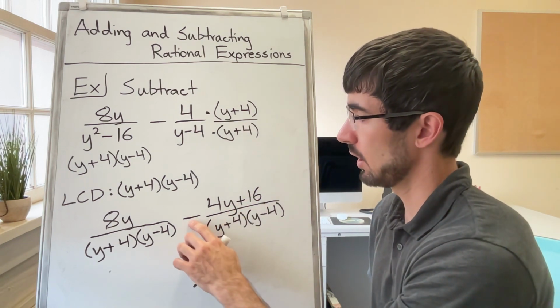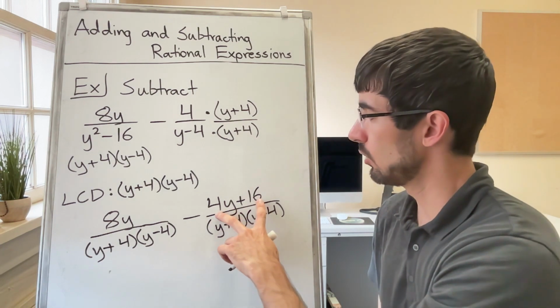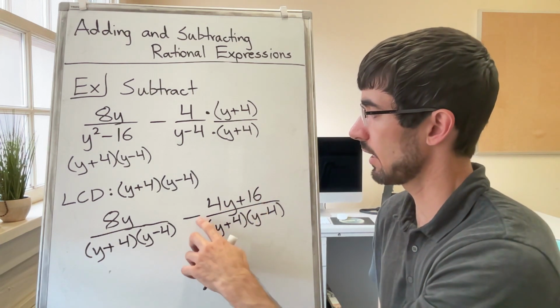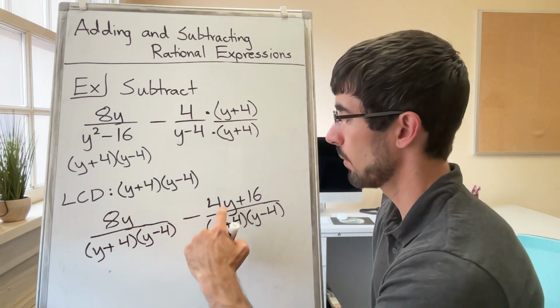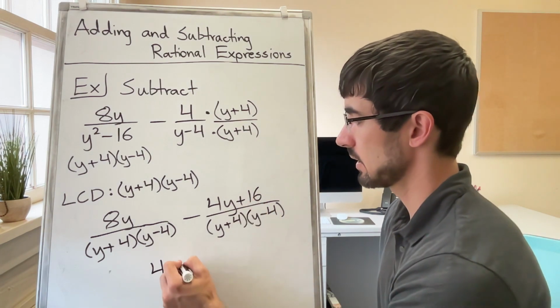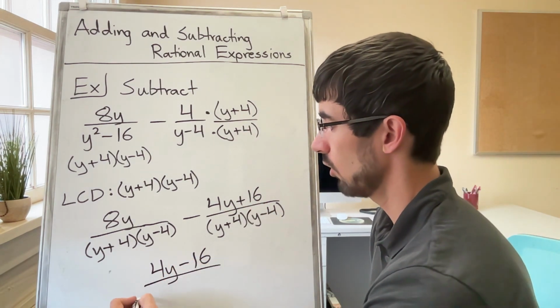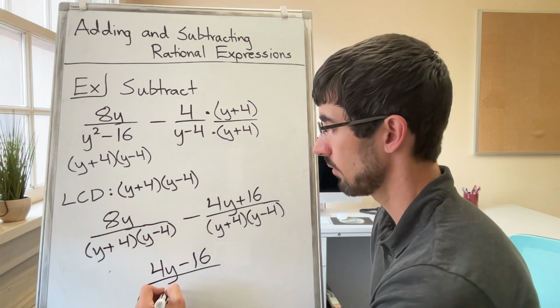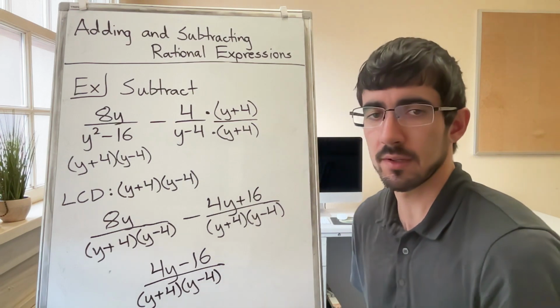Now I want to remember here that this subtraction sign applies to the entire numerator of the second fraction. It's like it's distributed to each term. So I have 8y minus 4y, that gives me 4y minus 16. My end result, 4y minus 16 over y plus 4, y minus 4. That was the common denominator.